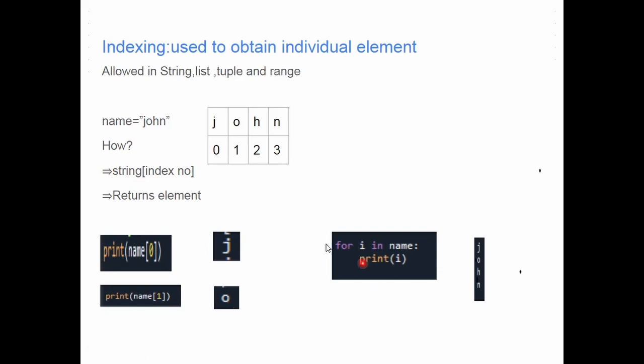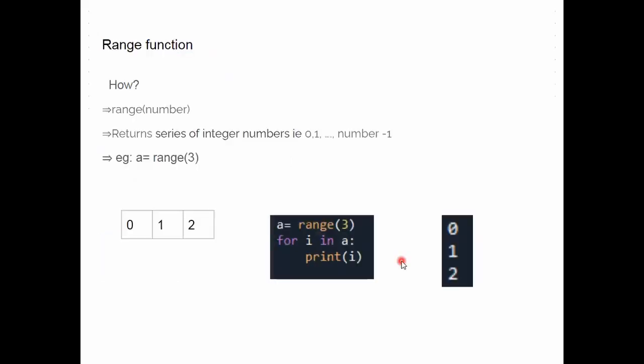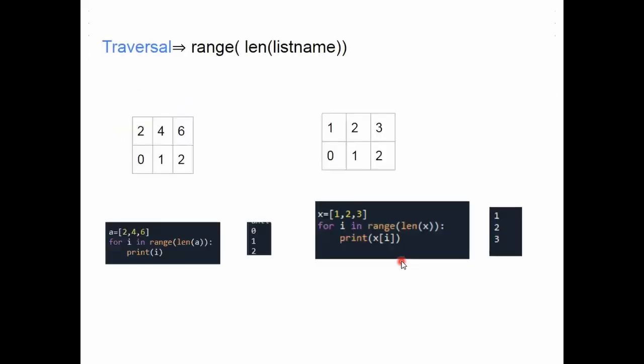For accessing all the elements of the string, we use a for loop: for I in name. How many characters are there in name? Four characters. First the value of I will be J, so J will be printed. Next time the value of I will be O, so O will be printed. Next H will be printed, and then the value of I will be N, so N will be printed. The range function we also discussed, so we will skip this one. Now the traversal of the string, that also we discussed.